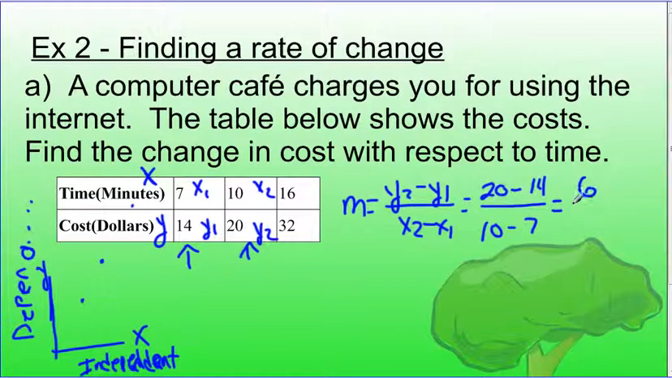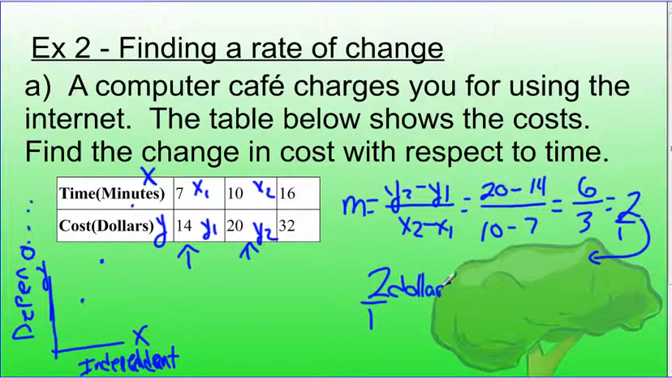We got 6 up top. We got 3 down below. We simplify that thing into 2. We could say 2 over 1 as well. So if we put our labels in here, 2 over 1, it's $2 for 1 minute. So this internet computer cafe thingy charges you $2 for every minute you're on the computer.